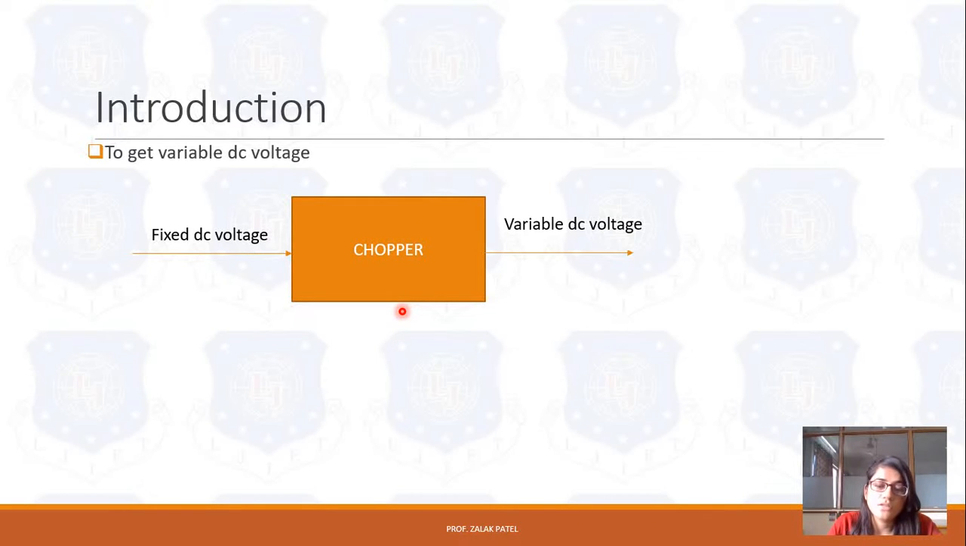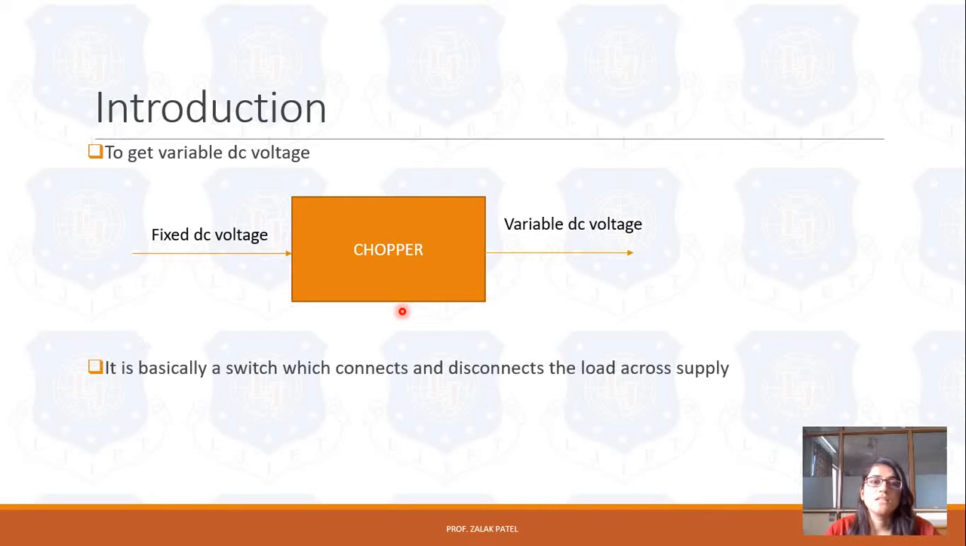Based on this we can say that basically this chopper is a switch which connects or disconnects the load across the supply voltage. The load is connected across the output variable DC voltage. At a time it works as a switch, either on or off, and based on that we can say that the waveform can be a rectangular one.